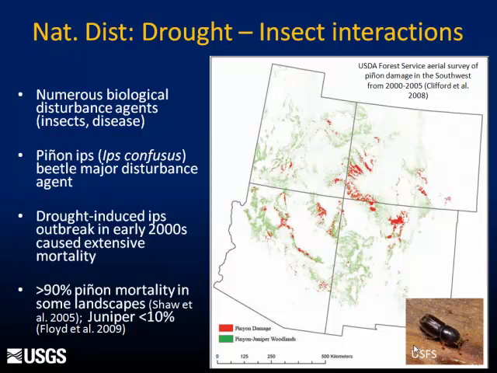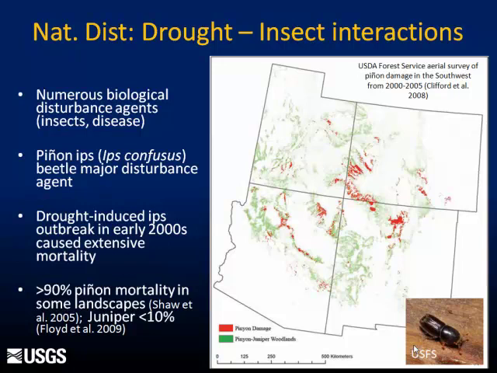It caused extensive mortality. In fact, I think the most recent estimate I saw was somewhere around 1.2 million hectares throughout the southwestern U.S., throughout these four corner states. And mortality was extensive as well in many stands, upwards of 90% or nearly 100% piñon mortality in many of these southwestern stands that were heavily affected.